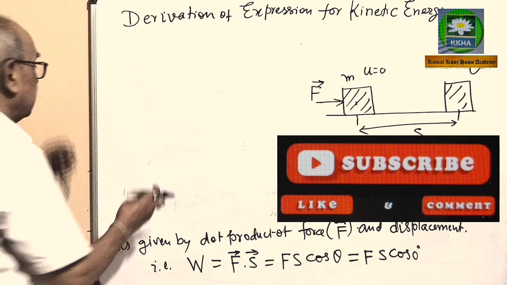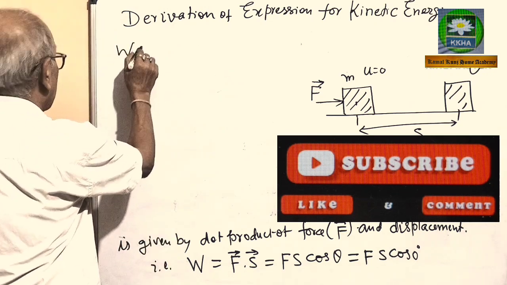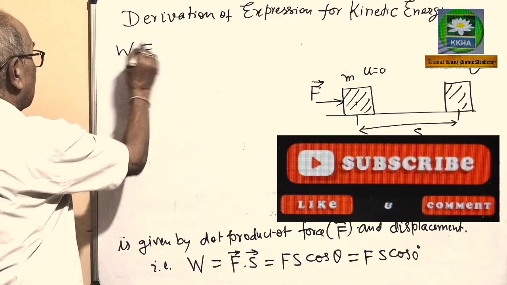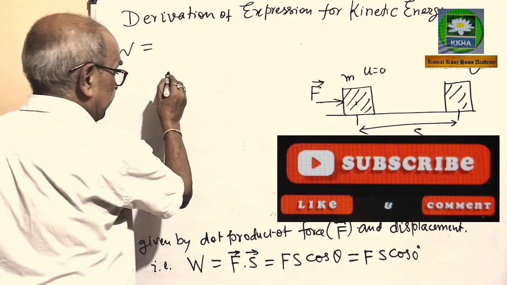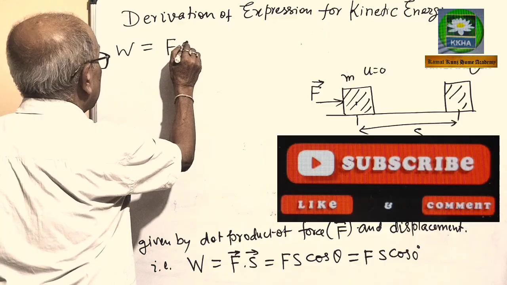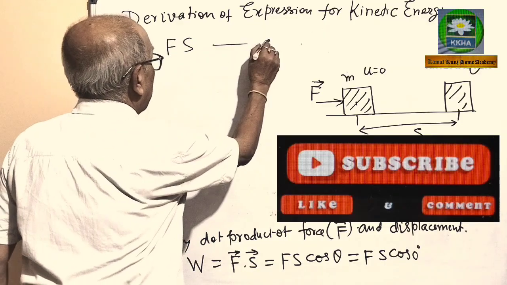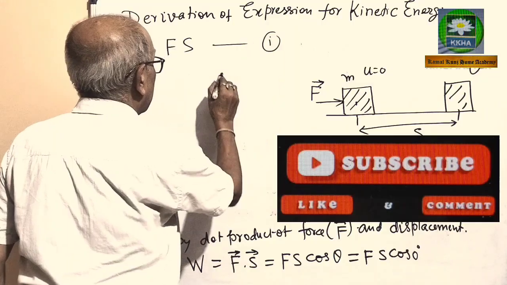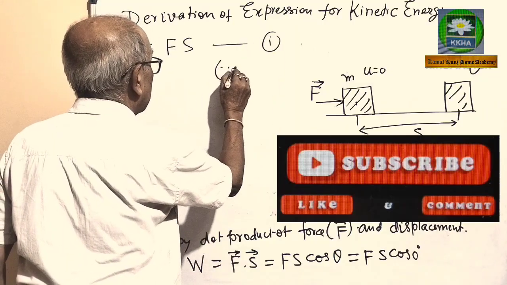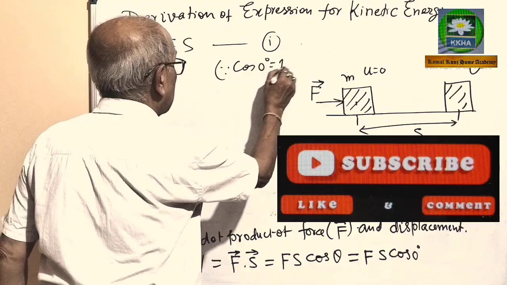Thus we have work done is equal to force into displacement, since cos 0 degree equals 1. Let this be equation first.